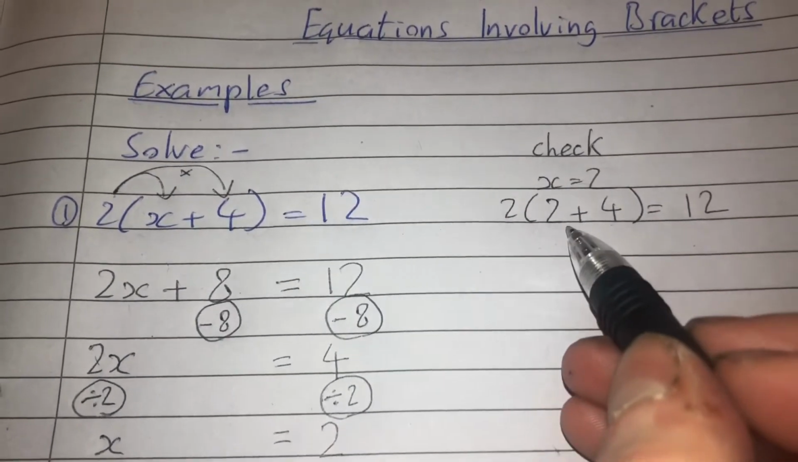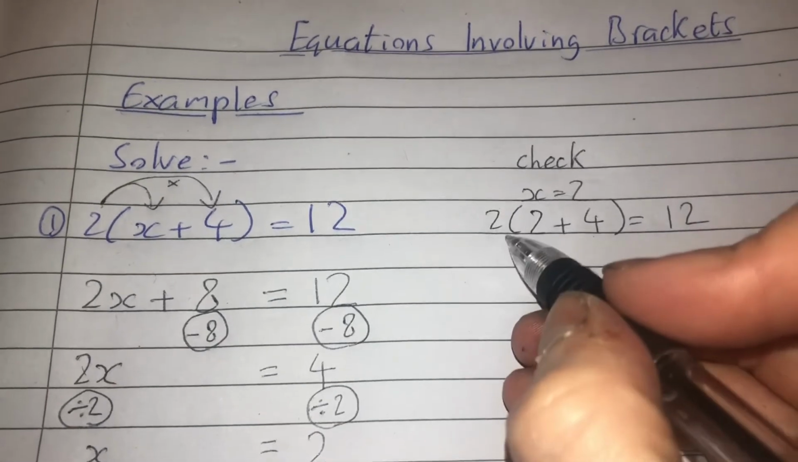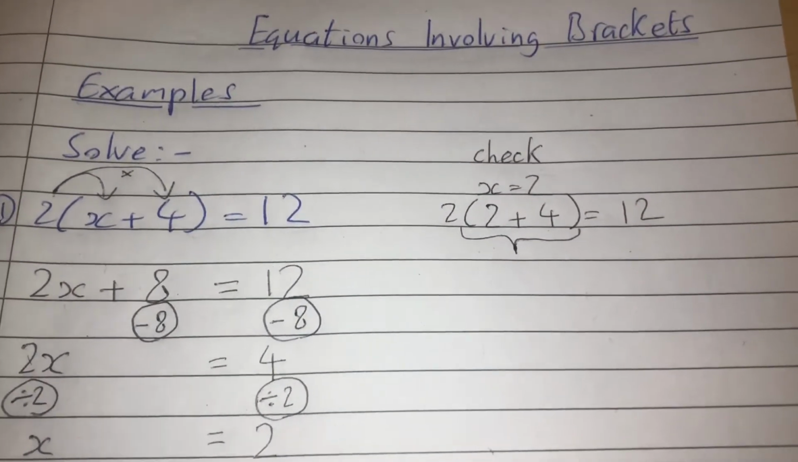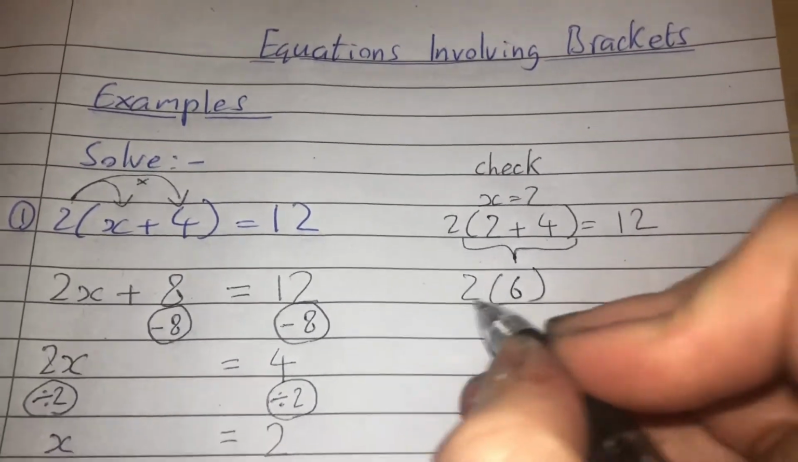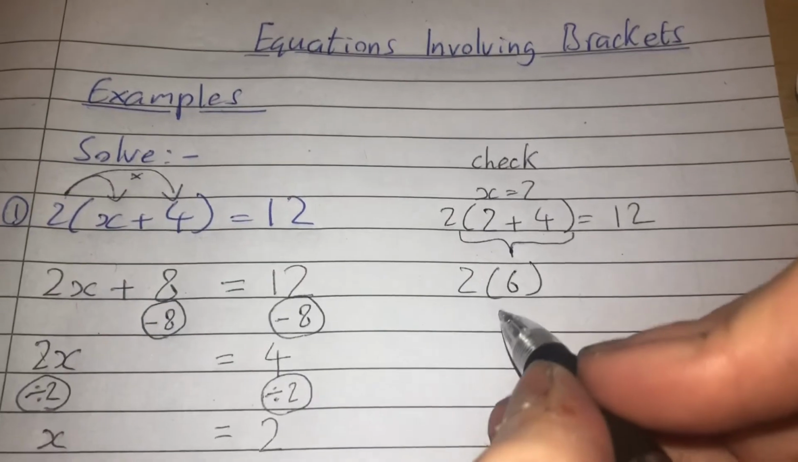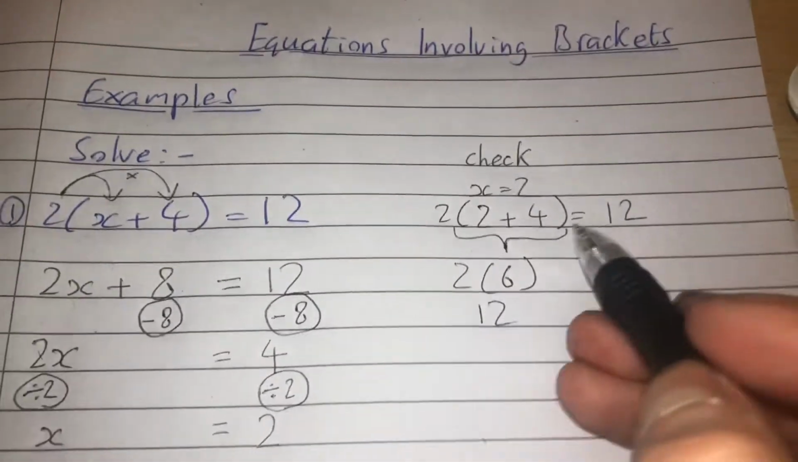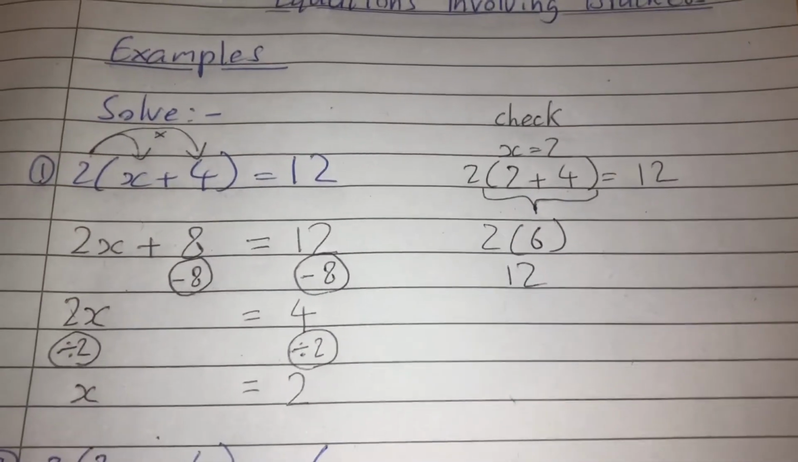Okay, so BIDMAS means our order of operations, in which we do what's inside the brackets first. Again, that's another video to have a look at to make sure you're familiar with the rules of BIDMAS. 2 plus 4 is 6. Remember, what's outside a bracket we multiply by what's inside it. 2 times 6 is 12. So that makes perfect sense that this would equal 12. Okay, so that's how we check our answer as well.